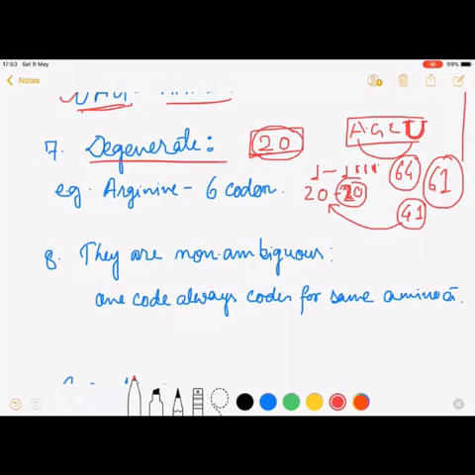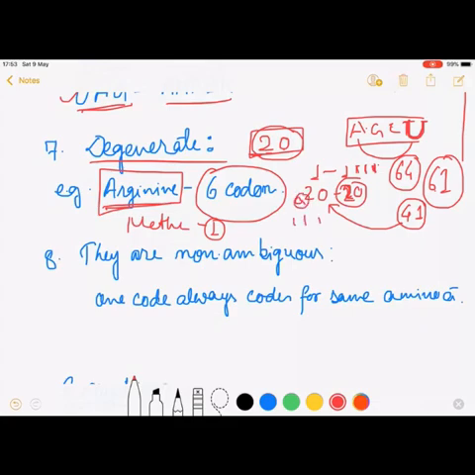For example, arginine can be coded by 6 codons. Only methionine has 1 codon, and the rest of the amino acids have 2 or more codons. That means if one codon comes, amino acid A comes. If degeneracy is there, then for another codon the same amino acid can come at the same place.